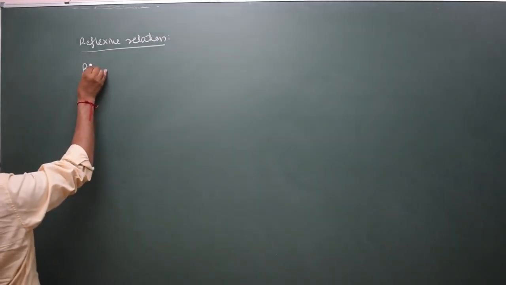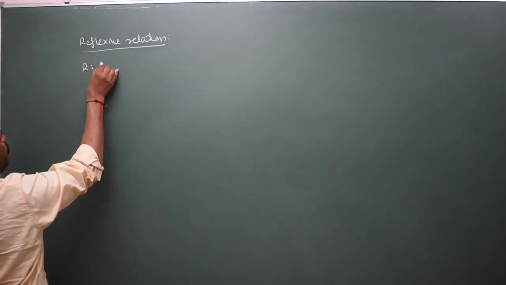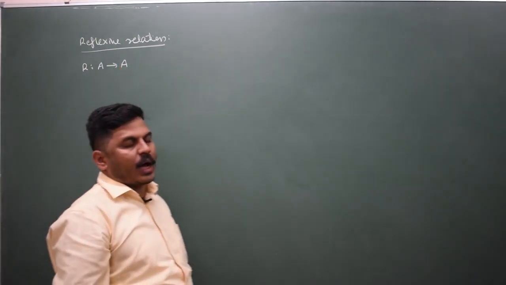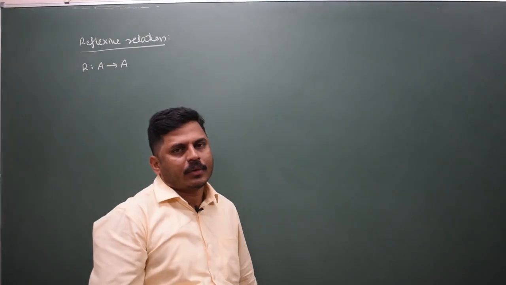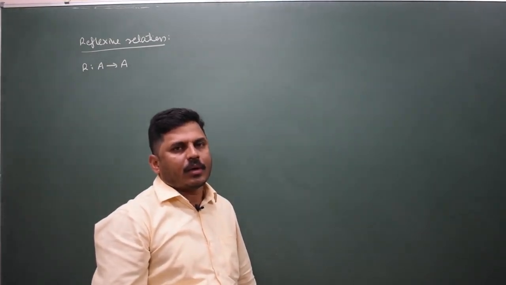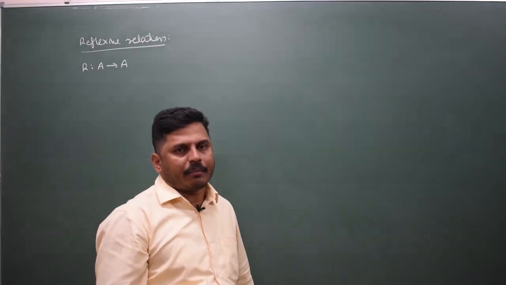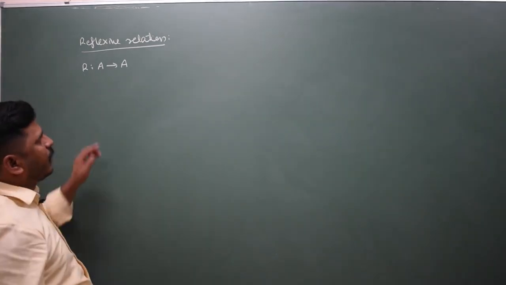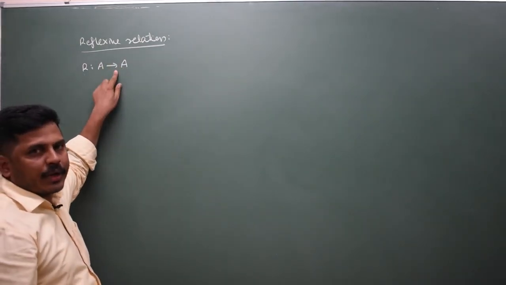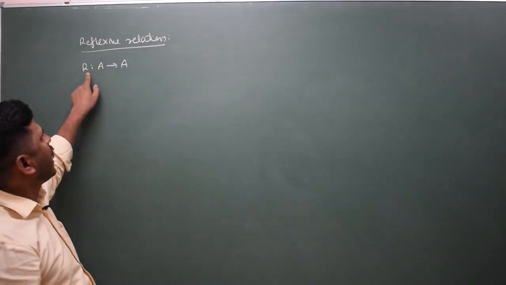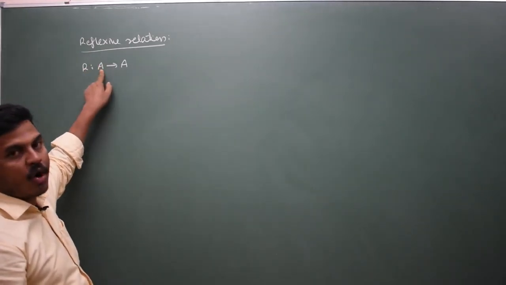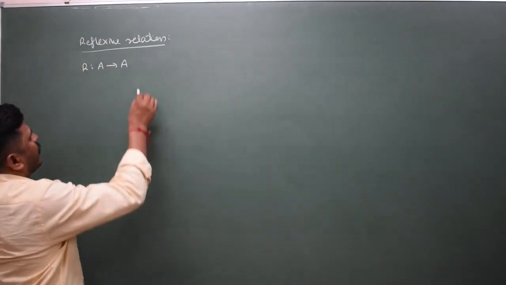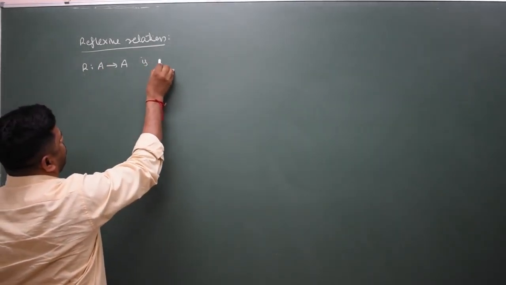The relation R from A to A, or sometimes the relation R from R to R. There is a relation R from R to R, where R to R means real number to real number. The relation R from A to A, that is, on A, is said to be a reflexive relation.